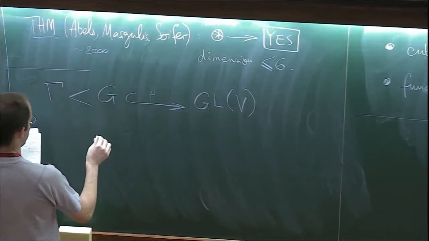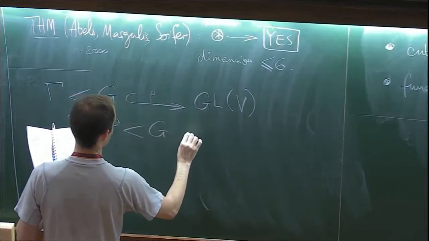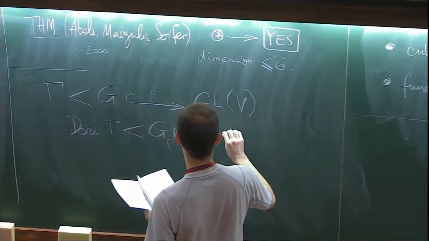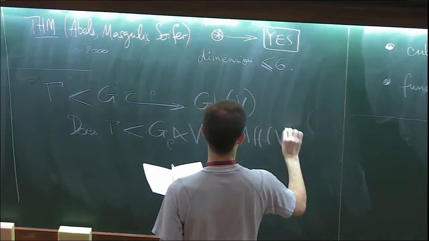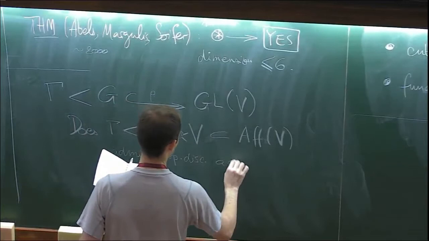So you have G, those gamma embedded in G semi-direct rho V, contained in the affine group of V, admit properly discontinuous additive perturbations, I guess.